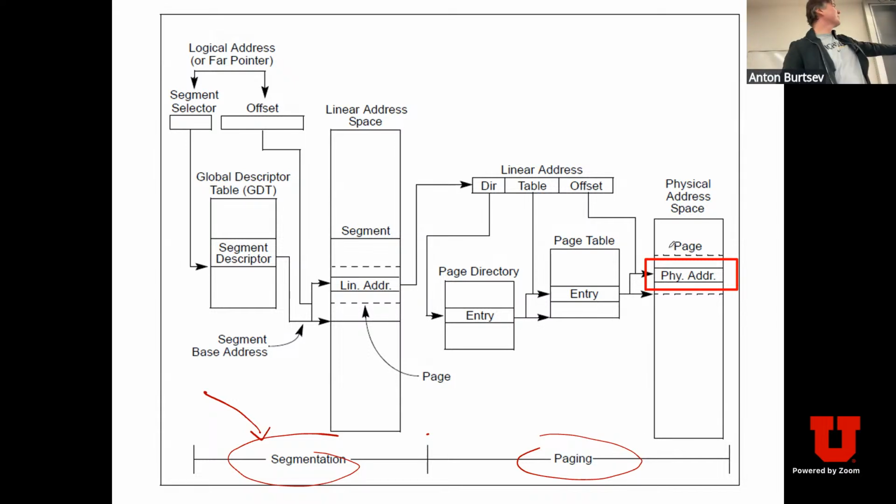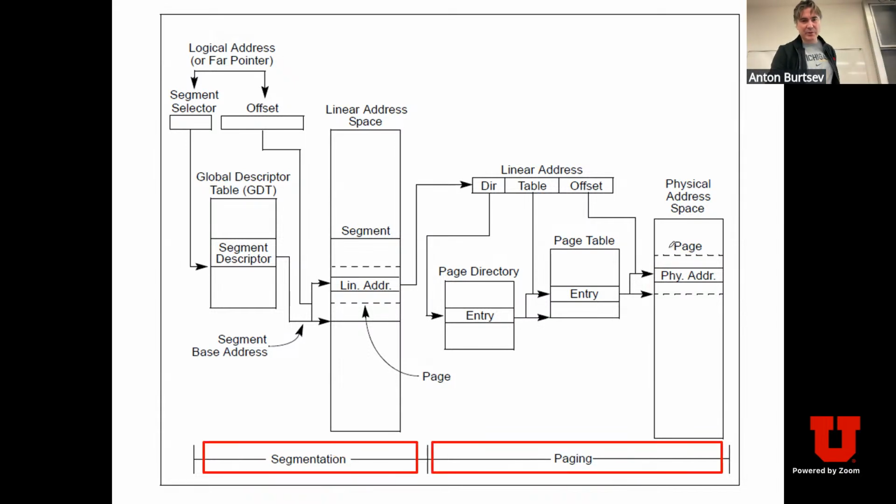Okay, so we got to this point. We got the translation, so we remember what's going on. The first part is segmentation. Just remember that it's always there on Intel. You cannot enable even paging without segmentation. Then the second part is paging.